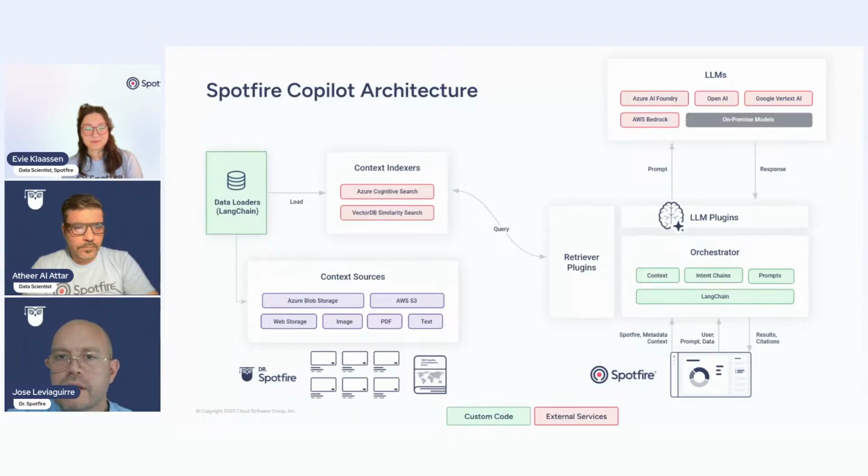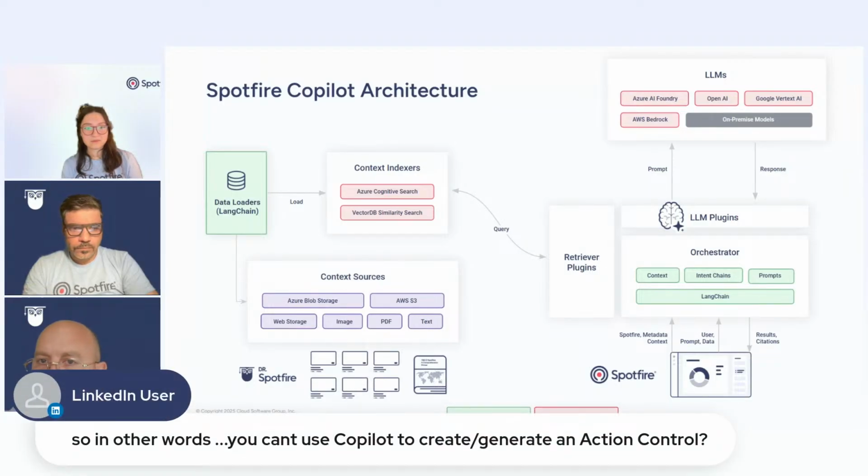Okay, let's get ready for the next demo. We have a couple of questions. This is a follow-up question for the other one, regarding the audit trail, or actually the IronPython. So in other words, can you use Copilot to create or generate an action control? At this point in time, no, action controls are not in the scope of what Copilot is able to create. But again, we're always looking to our customers, our users, to drive really that innovation and inspiration for what new Copilot features we have. So that's a great point.